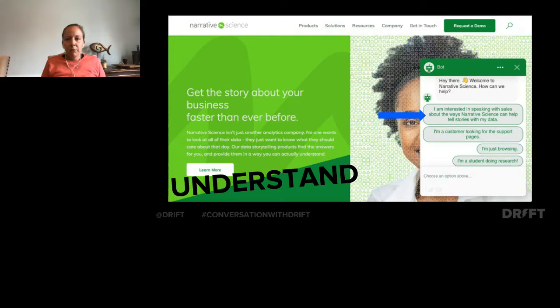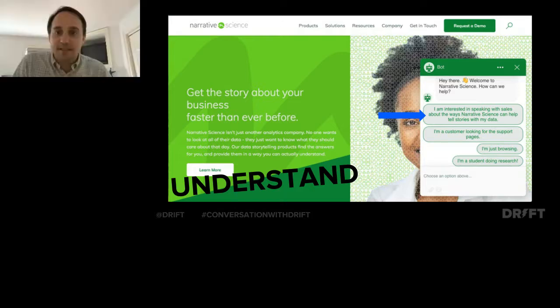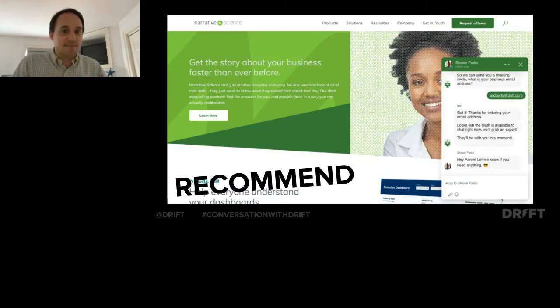In this example, and I completely agree, they select the first option, which then brings them to this experience, which is all about connecting that person's desire, or fulfilling their wish, I should say, about speaking with someone in sales, about how Narrative Science can help with a human. Because look at what happens in this experience, Kate. It goes from the Narrative Science bot to a human instantly. The handoff is so seamless, right?